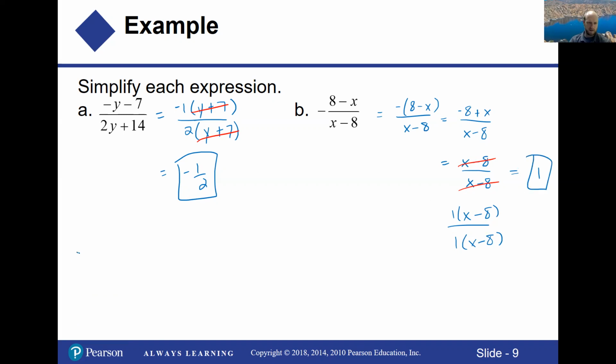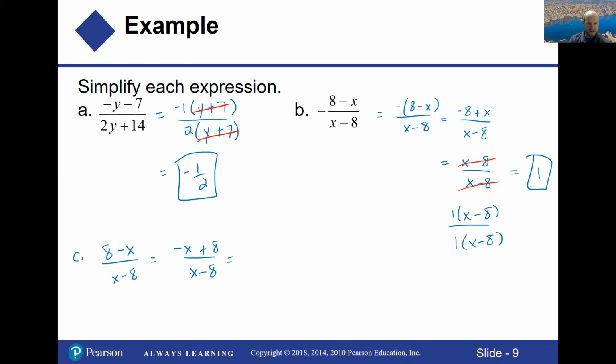Let me show you another example. This comes up a lot. Let's say this problem was 8 minus x over x minus 8. Okay, I don't have the negative out front. So what I'm going to do with this is flip this around. I'm going to say this is -x plus 8. And I'm going to leave the bottom as x minus 8.